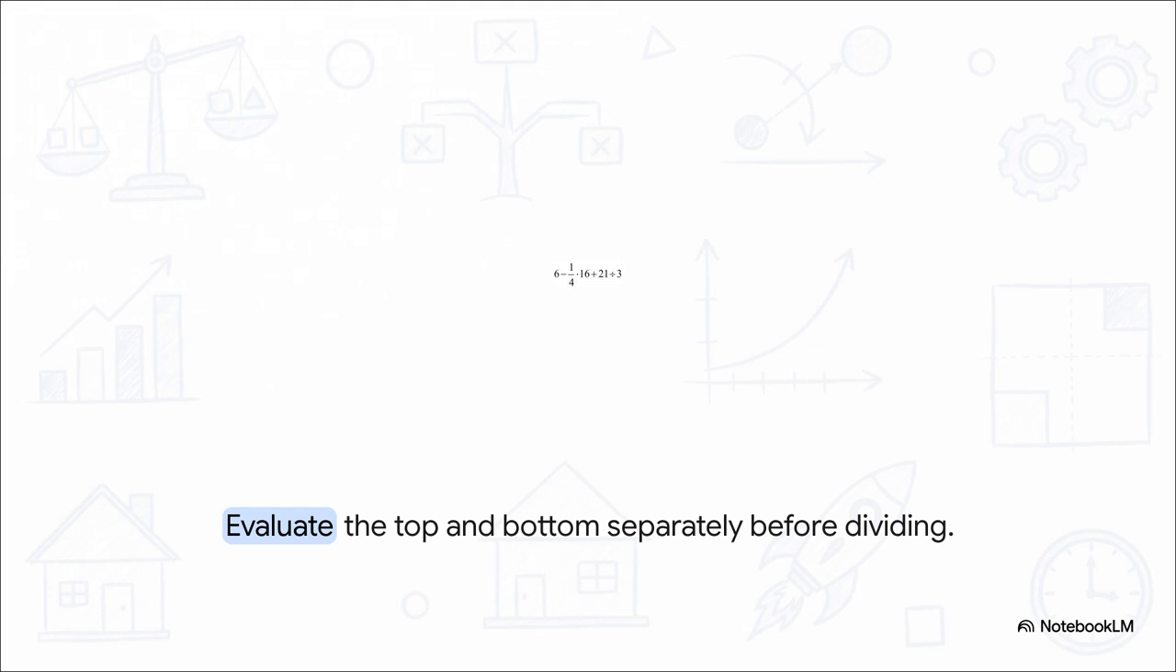Treat the numerator, the top, and the denominator, the bottom, as if they have invisible parentheses around them. You evaluate the entire top, completely separate from the entire bottom. Simplify both of them down to single numbers, and only then do you let them interact through division. Work it down logically, and that terrifying complexity simply vanishes.